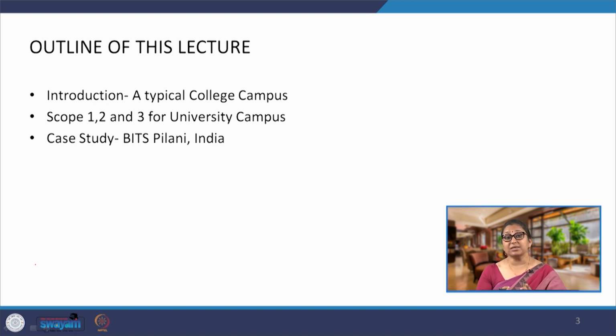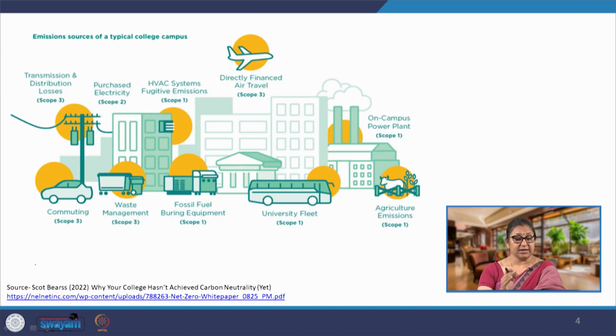So we are going to understand a typical university campus, the activities that go within it, and then what are the scope 1, 2 and 3 emissions for the university campus, and then looking at one of the case studies for one of certified green campuses of India. So starting with understanding the college campuses and where the emissions in a university campus or a college campus come from. So we see that the emissions are largely coming from these different activities.